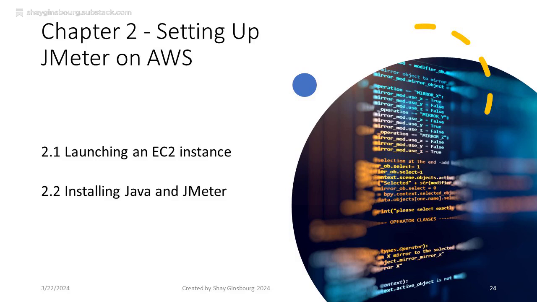ensuring you have a functional virtual server ready for Jmeter testing. Whether you're new to AWS or a seasoned user, this section will equip you with the necessary skills. These are the building blocks of our load testing environment. Learn how to set up Java, the programming language that powers Jmeter, and install Jmeter itself. By the end of this section, you'll have a robust Jmeter setup on AWS, ready to unleash its testing capabilities. Get ready to explore the cloud and harness the power of Jmeter.